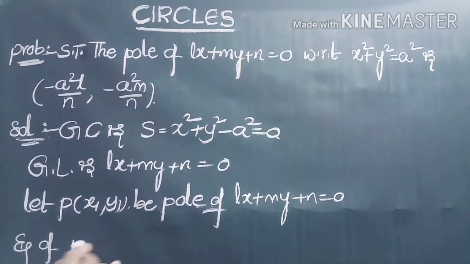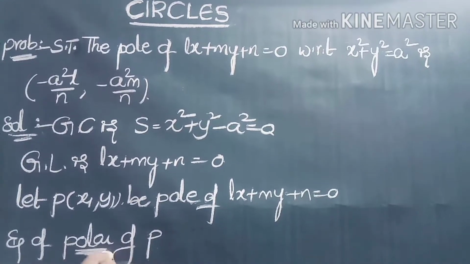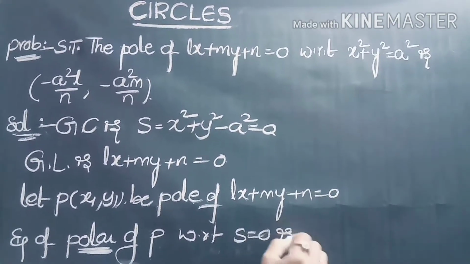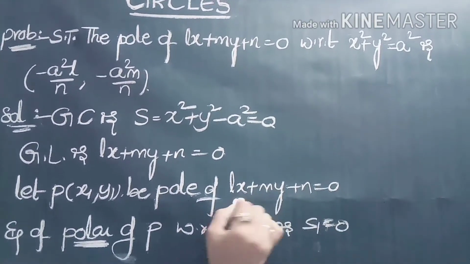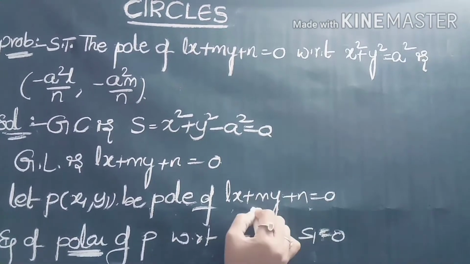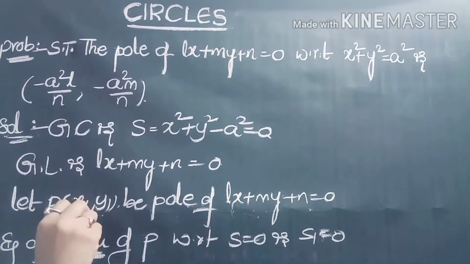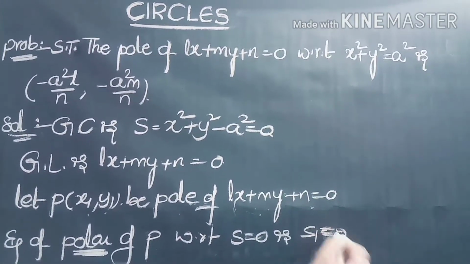Equation of the polar of P. Polar means line. Polar of P with respect to S = 0 is S1 = 0. Now this is the polar equation. Also we have here one polar equation. The pole of the line is P (x1, y1), which means this line is the polar of this point P. So this is the polar equation, and S1 = 0 is also the polar equation.